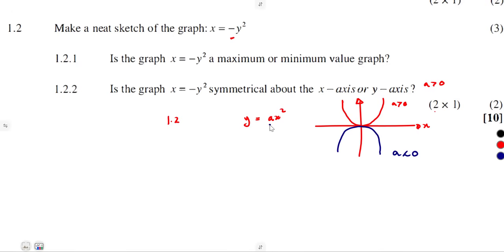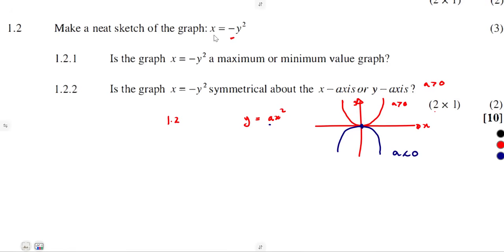Y is equal to ax squared. I'm not talking about y is equal to ax squared plus bx plus c. It's a special type, this one, where its turning point is on the origin. That is where you have your x-intercept, and that is where you have your y-intercept at the same time. It is symmetrical about the y-axis. So these are the two graphs that you must expect.